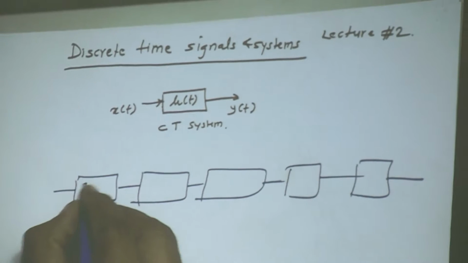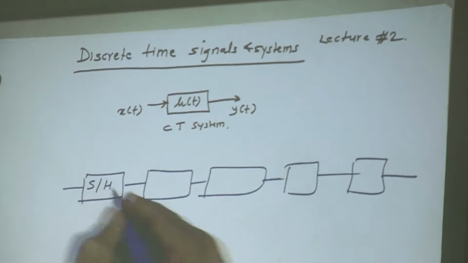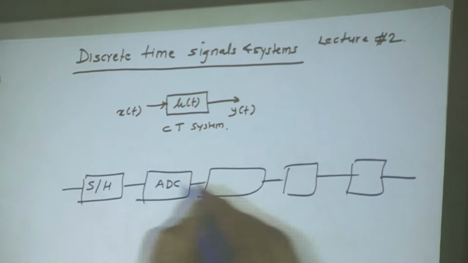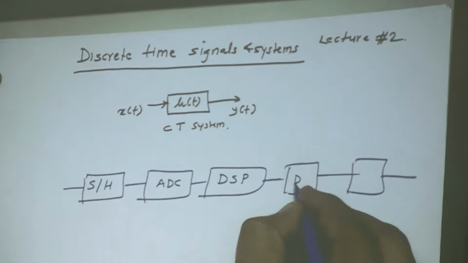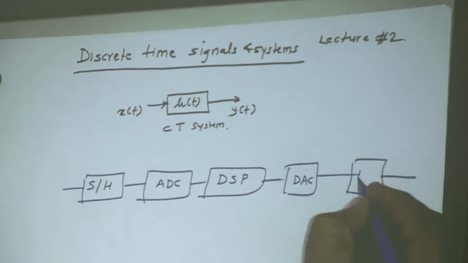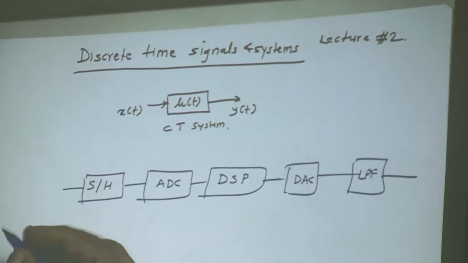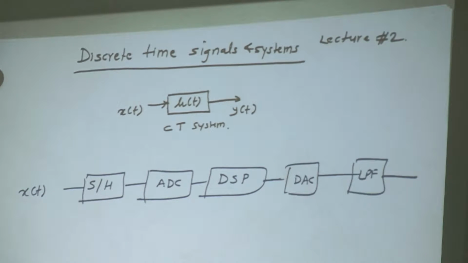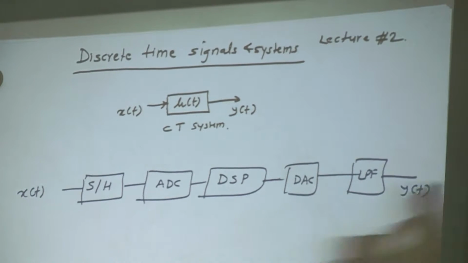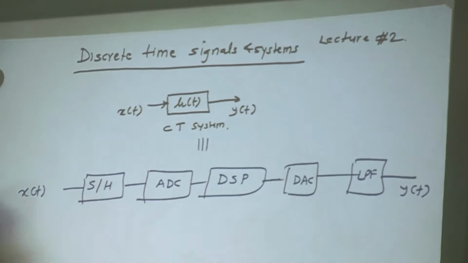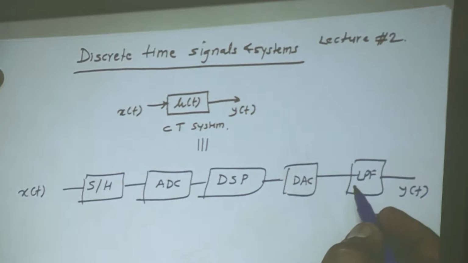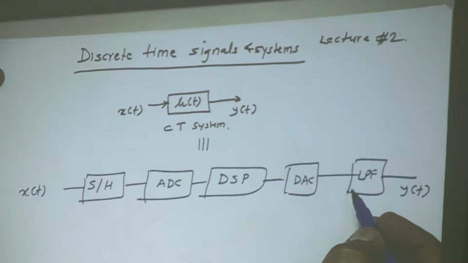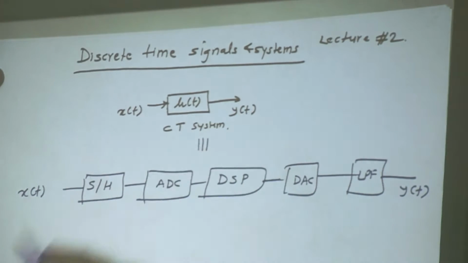The first block here is sample and hold. Next is analog to digital converter. Third one is a digital signal processor. The fourth one is digital to analog converter. And the last one is a low pass filter, where the input here is x(t), the output here is y(t). These two systems are equivalent. It means I can make use of this digital signal processing system because of its inherent advantages. It replaces this analog system.